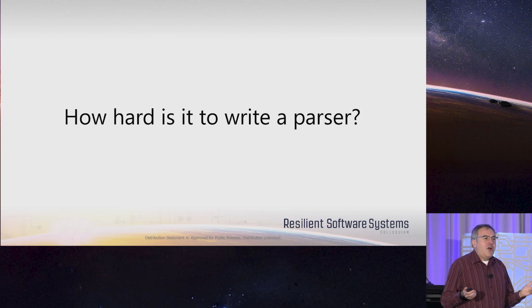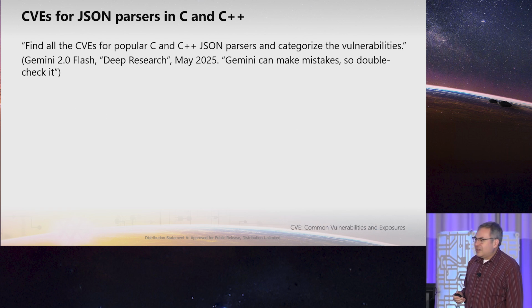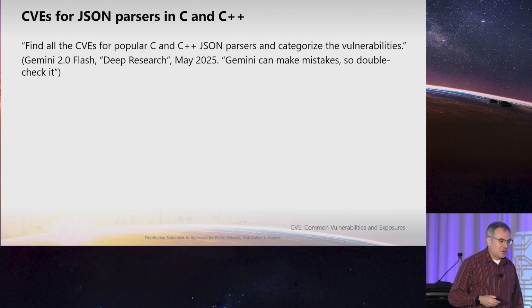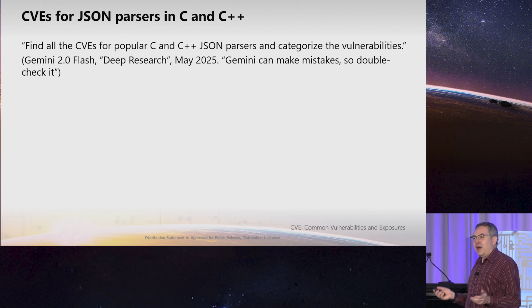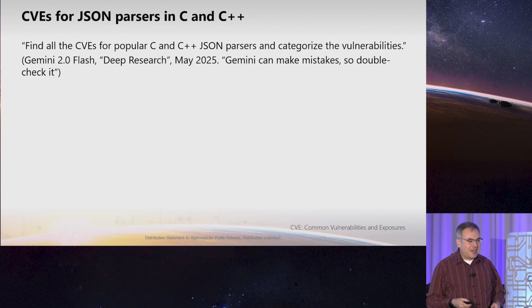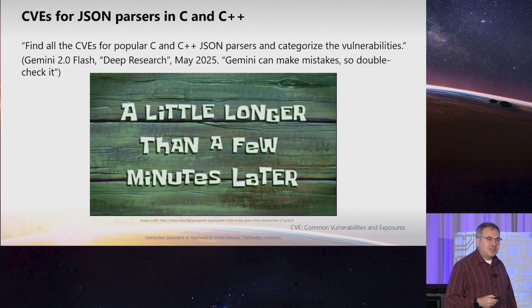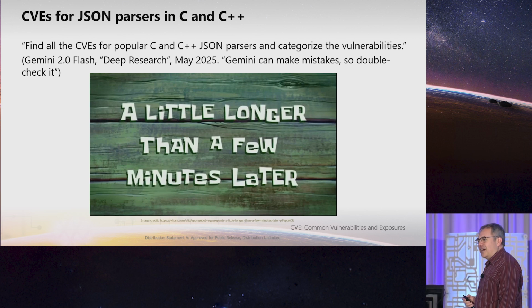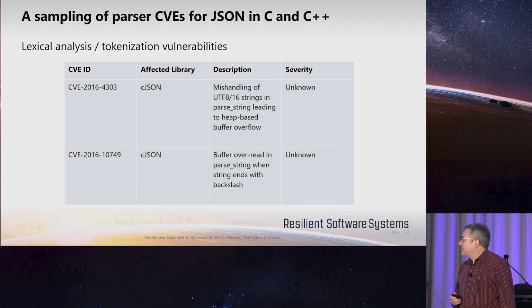All right, but how hard is it to do this for real? So I decided to ask an LLM because that's a hard question. So I'll let the LLM answer it for you. I said, hey, Google, Gemini 2.0 deep research, find all the CVEs for popular C and C++ JSON parsers and categorize the vulnerabilities for me. And it actually ran for 30 minutes, which is, on the one hand, wow, that's a lot of compute these days, right? And what it gave me was really interesting.